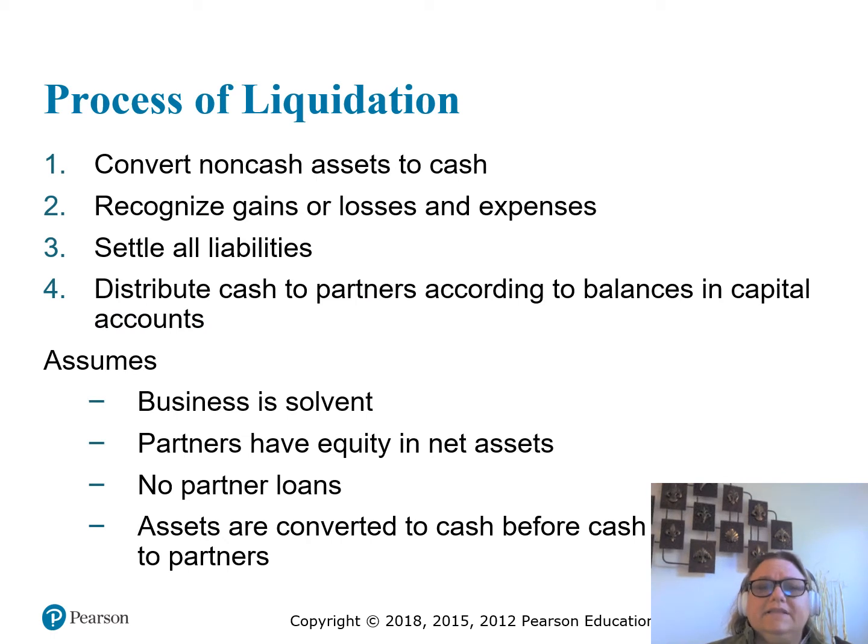Okay, so the process of liquidation: we convert all the non-cash assets to cash, recognize the gains and losses and expenses, settle all the liabilities, and then distribute the cash to partners according to the balances in the capital account. There are assumptions that have to be made. First, you assume that the business is solvent. The partners have equity in the net assets. There are no partner loans, and the partners' assets are converted to cash before cash goes to partners.